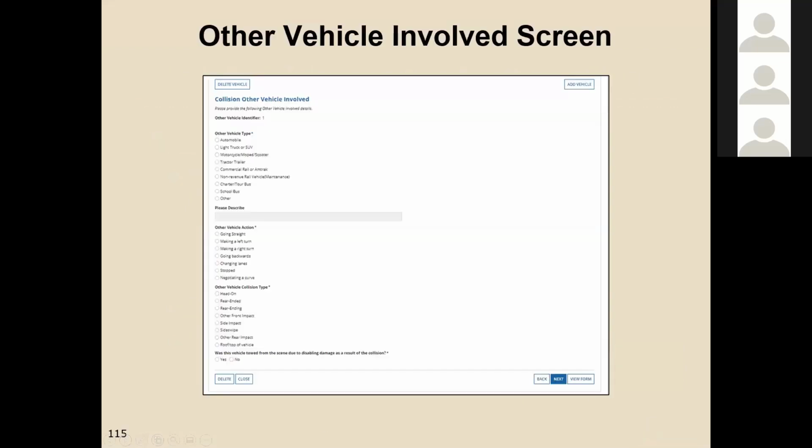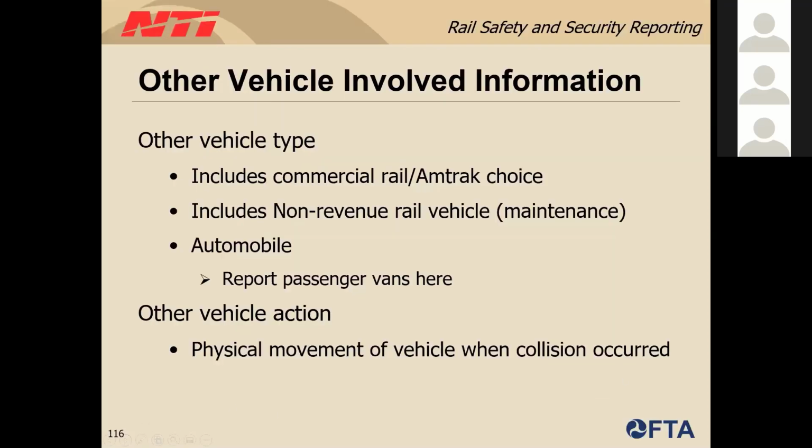This is a screenshot of the other vehicle involved screen. This form also collects the type of other vehicle. When reporting a collision, the other vehicle screen has a selection for commercial rail or Amtrak vehicle. The automobile option would be used for both cars and passenger vans, like a Dodge Caravan, for example. The action or physical movement of the other vehicle at the time of the collision is also collected.